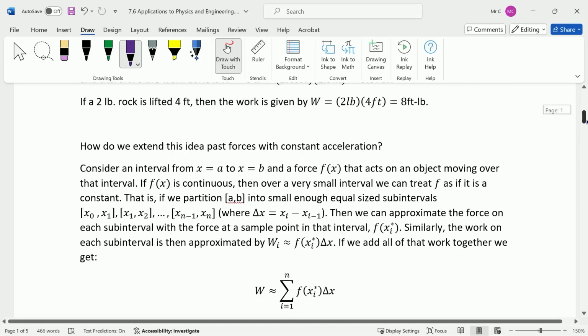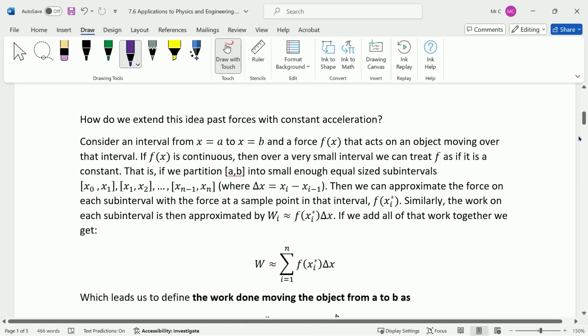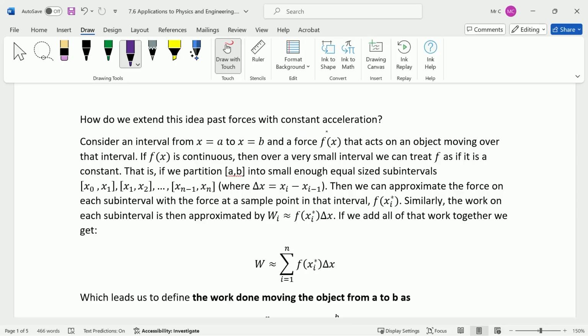So the value of integration comes in when we try to extend this idea past forces with constant acceleration. The force of gravity we generally consider to be constant. Technically, the force of gravity depends on how far away the two objects are, like the center of the Earth and a person standing on it. But when you're on the surface of the Earth, it's close enough to being the same distance away. So we treat gravity as a constant acceleration, but how do we deal with it if our forces, whatever they are, it doesn't have to be gravity, are not constant?